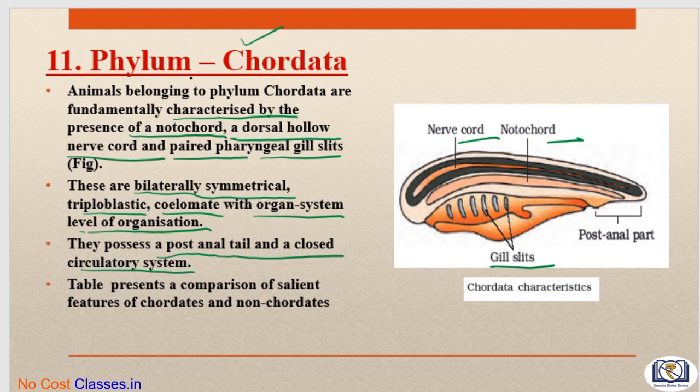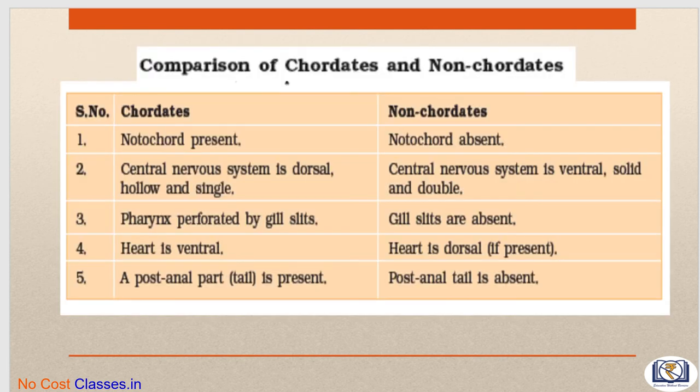Now we have a table to compare between the chordates and the non-chordates. In chordates, as we have just done, notochord is present. Central nervous system is dorsal, hollow, and single. Pharynx, perforated gill slits present. Heart is ventral, and the post anal tail is present.